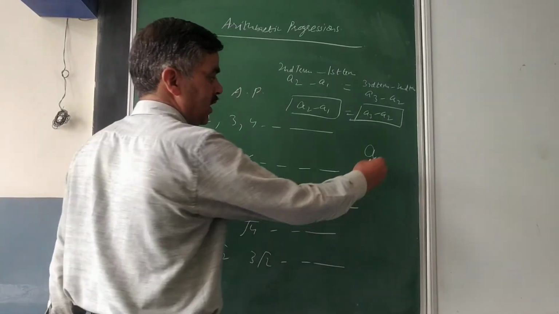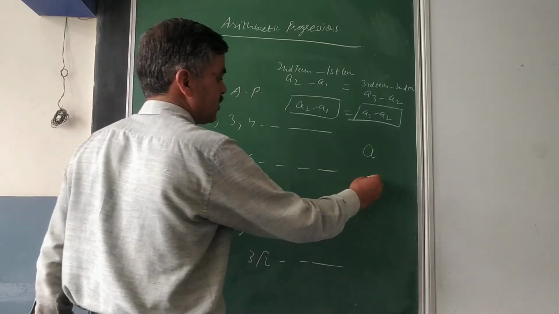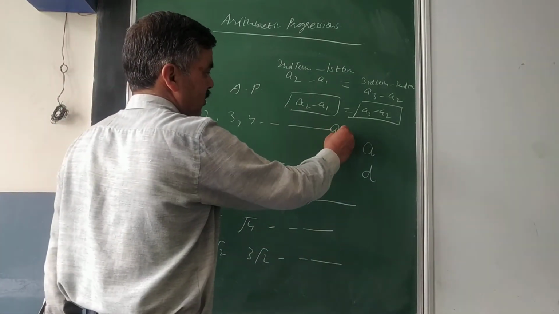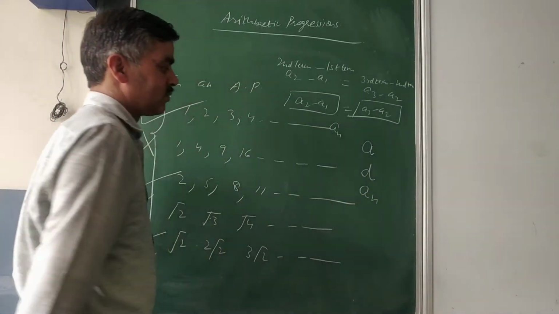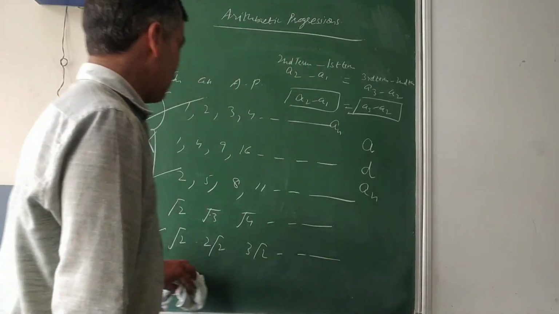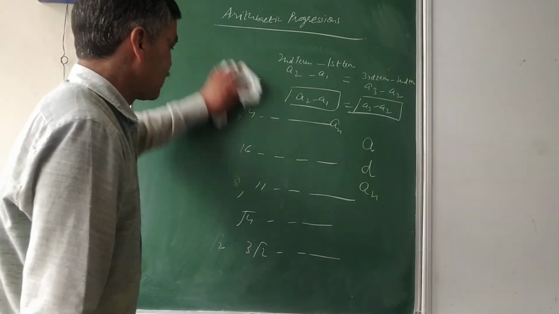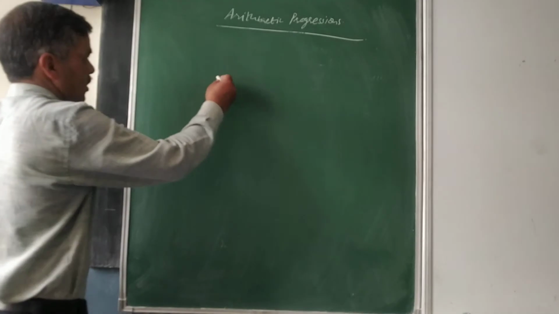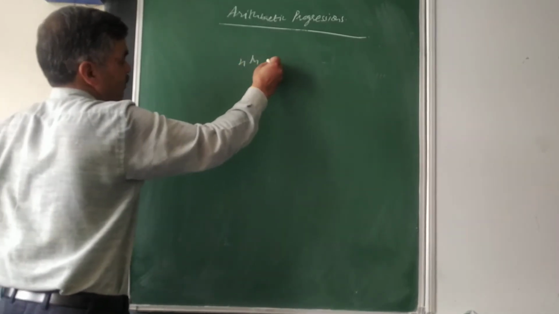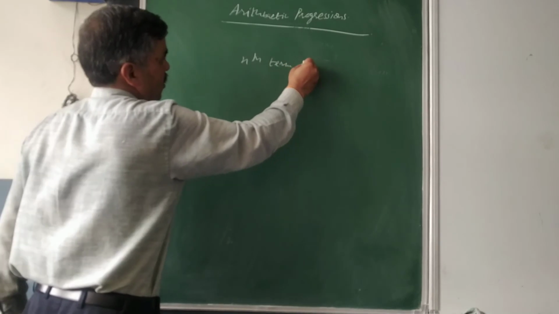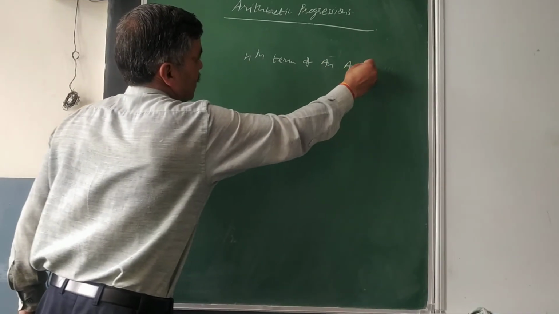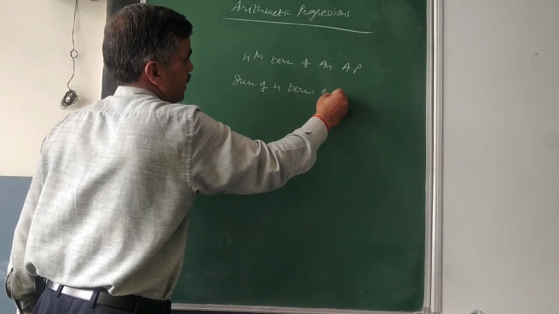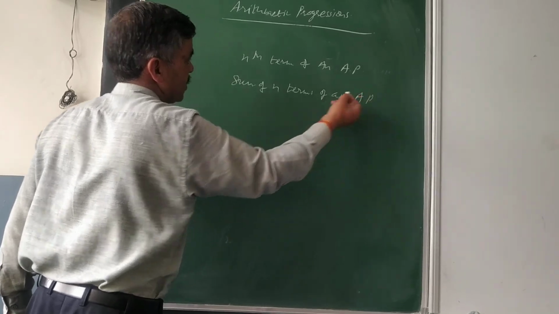Terms are denoted by A, A1, A2, A3 and so on. The difference is denoted by D. And so on. If you are moving to the last term, this is called the nth term. Please make a note of what I want to make clear in today's lecture. You are simply concerned with two things in your syllabus: nth term of an AP, and sum of n terms of an AP. These are the two things.